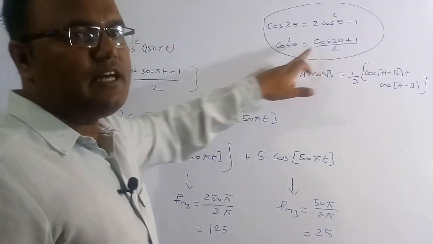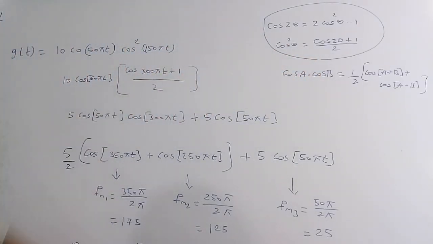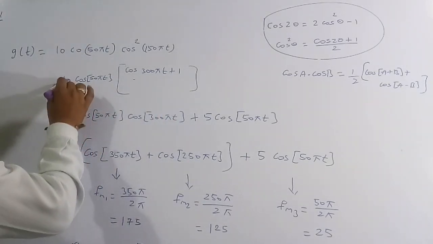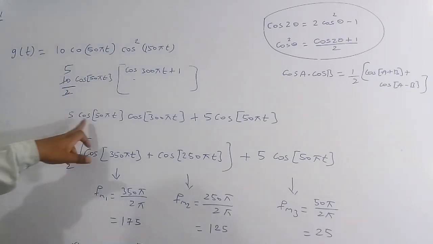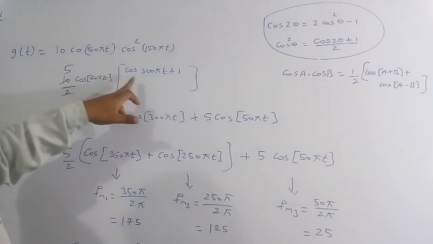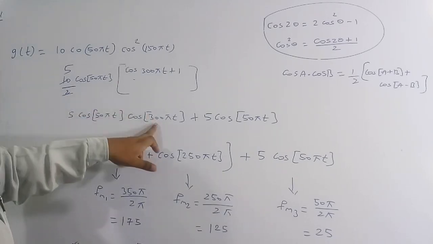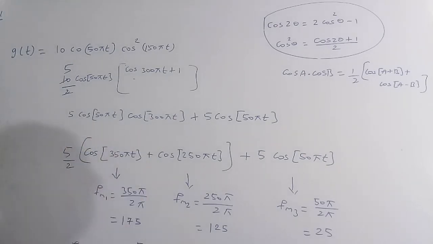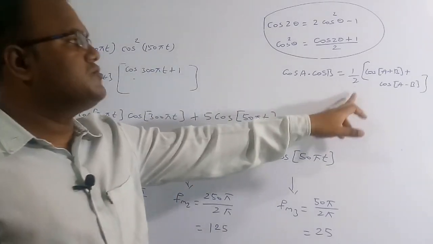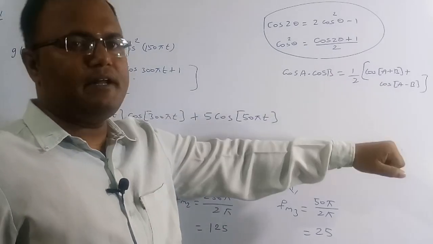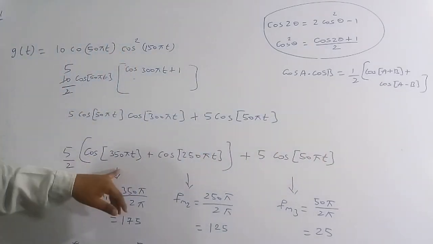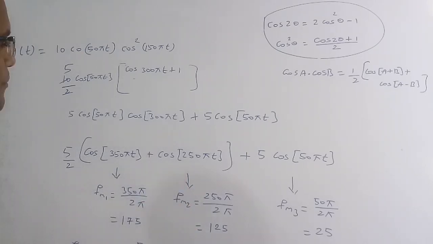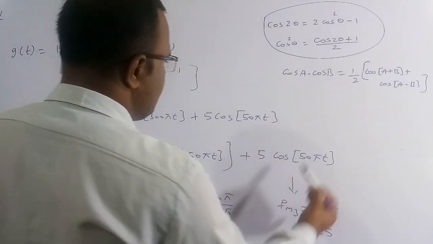After simplifying, I am going to get it in this fashion. The 2 comes outside, so 10 by 2 is 5. So 5 cos 50 pi t into (cos 300 pi t plus 1), which gives 5 cos 50 pi t cos 300 pi t plus 5 cos 50 pi t. This is in the format of cos a into cos b, where cos a cos b is equal to half of cos(a plus b) plus cos(a minus b). So I make it 5 by 2 (cos of 350 pi t plus cos of 250 pi t) plus 5 cos 50 pi t.